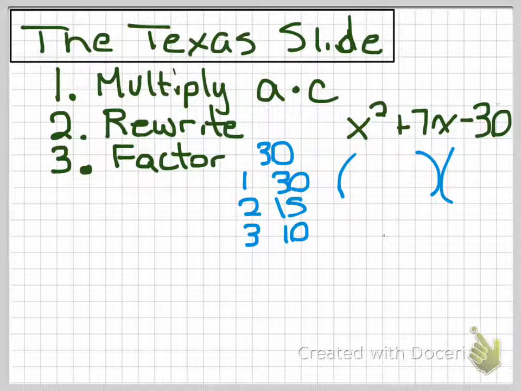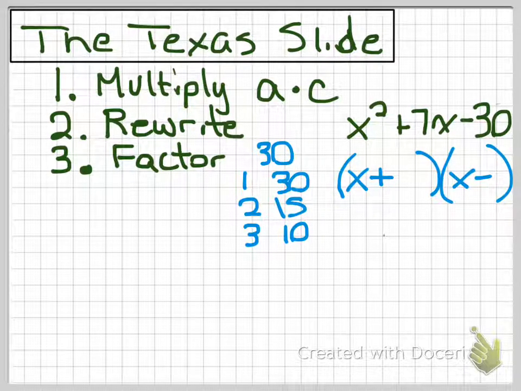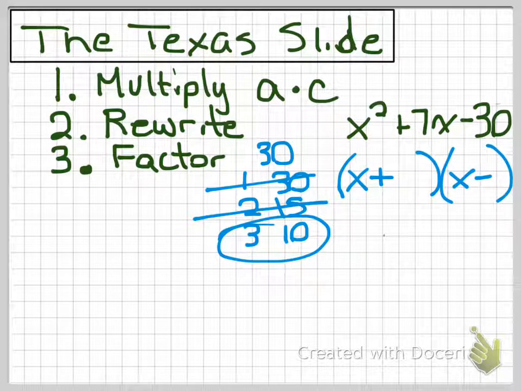All right, so we need to look at these pairs, and we do know that we're going to have, again, x and x. And we know one is going to be positive and one is going to be negative because of the negative 30, right? But we want them to add up to 7. So 1 minus 30 or 30 minus 1 will not work because that gives us either 29 or negative 29. 2 minus 15 and 15 minus 2 will not work because that gives us either positive 13 or negative 13. But we see that 3 and 10 will work. We want a positive 7x, so the 10 is going to have to be here, and the 3 will be here. Now we're almost done.